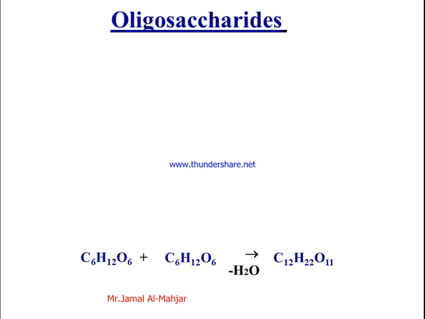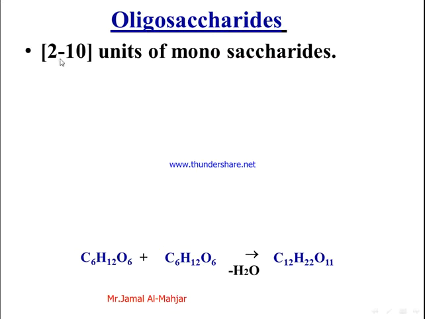Okay, in the first class we talked about the monosaccharides. Here we have to complete the types of saccharides. The second type, we call them oligosaccharides. Oligo means few or limited. They contain from 2 to 10 units of monosaccharides. We'll only talk about the disaccharides. So from the oligosaccharides, we will talk about the disaccharides only. That means if you have 2 units of monosaccharides.